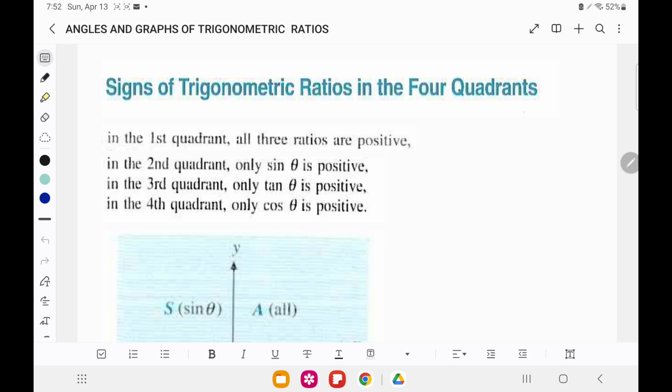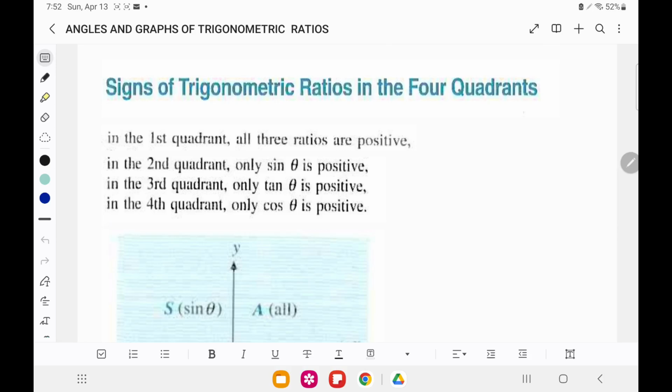In the first quadrant all three ratios are positive, in the second quadrant sine theta is positive, in the third quadrant tan theta is positive, and in the fourth quadrant cos theta is positive. Basically this topic is for IGCSE 0580 students, and in AdMath it's a very basic topic.